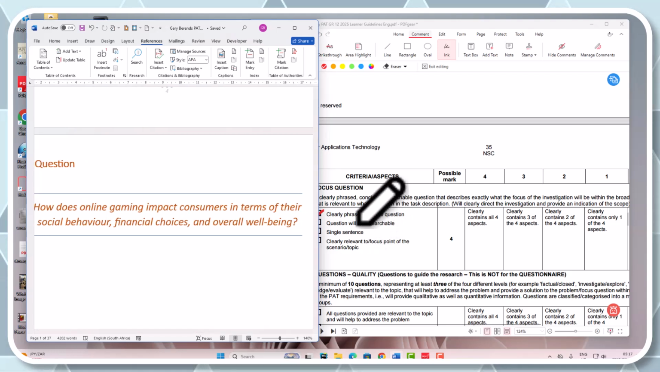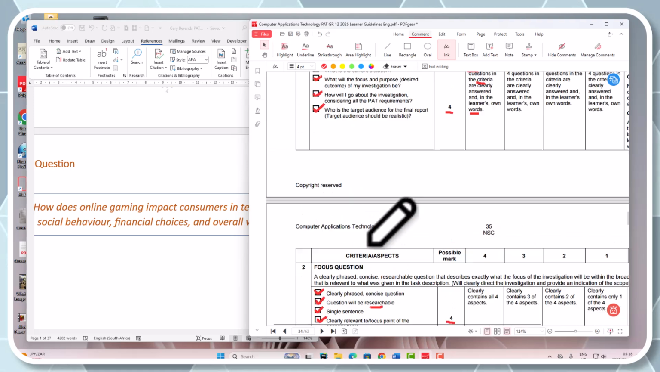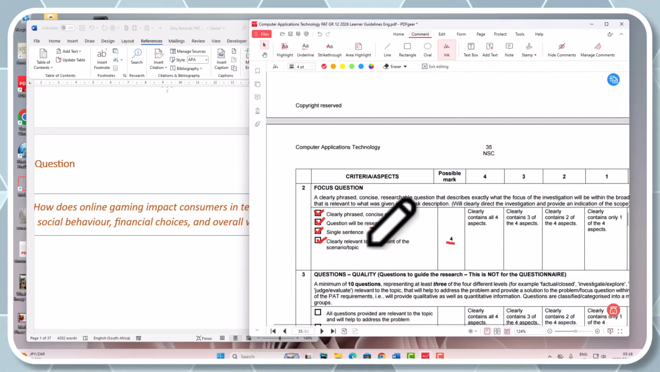So I like that. Is this question researchable? Yes, definitely. Because I'm saying how does, and if you look at all these various factors in here, it'll definitely be researchable. Right, it is a single sentence, yes. Clearly relevant to the topic and the point of the scenario, yes. Okay, so there's another 4 marks for me there. So far, so good.